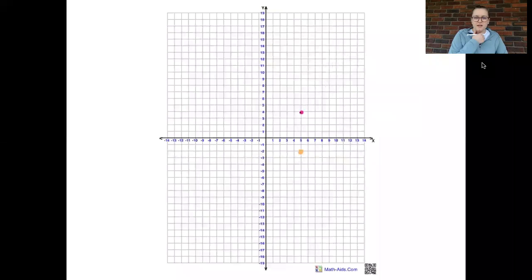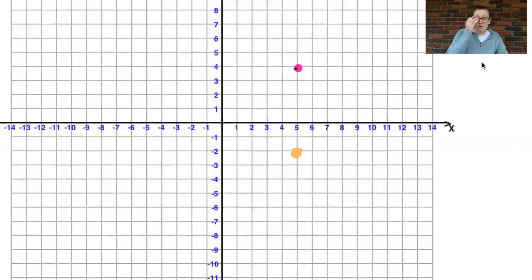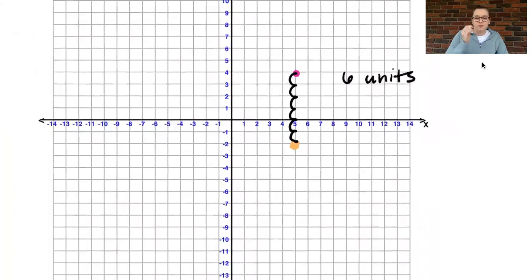We're going to see what it looks like when we're in different quadrants. Again, we're starting at our pink point. If I put my pencil down, I can start counting the distances 1, 2, 3, 4, 5, 6. So they are 6 units apart if I count. I am going to show you what the absolute value looks like also. Since I'm moving up and down, I want to look at my y values. Here my y value is 4, and for the orange, my y value is -2.